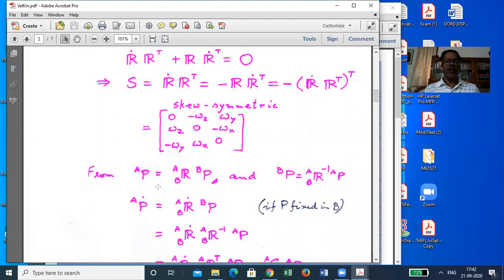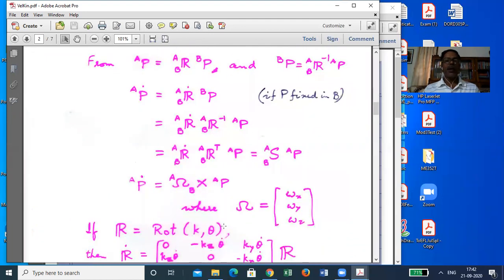Now, if we try to differentiate this, if the point P is fixed in frame B, that is, it's a point in the body B itself, and body B is rigid, then while differentiating it you will have the derivative of this into this, plus this into the derivative of this, which is zero. So that is simply this. And BP, just now we have found as this, so we insert it here. And R inverse is R transpose, because R is orthogonal. And now you see our old friend S has appeared, R dot R transpose.